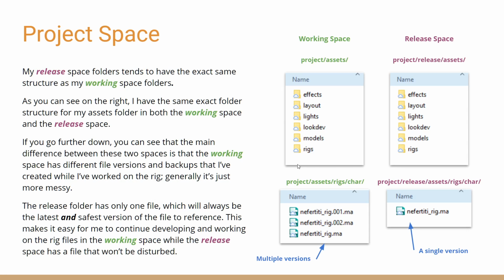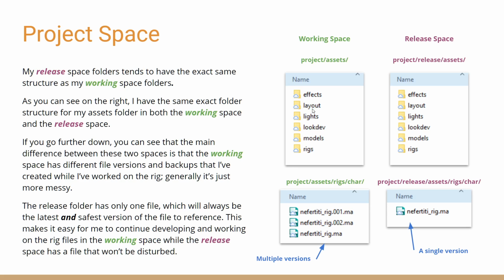So your working space, in my opinion, this is how I set it up. Your working space should look almost just like your release space. Usually you have a lot more folders and a lot more files in your working space. You don't need as many things in your release space, right? Because you might be making a lot of different small assets that you combine into one asset in the working space, and then in the release space, you only need that final asset you made. But you'll see here in my assets folder, I have the exact same kind of folder structure. I have an effects folder, a layout folder, a lights folder, look dev, model, rigs, and I have the exact same folder structure in my release space.